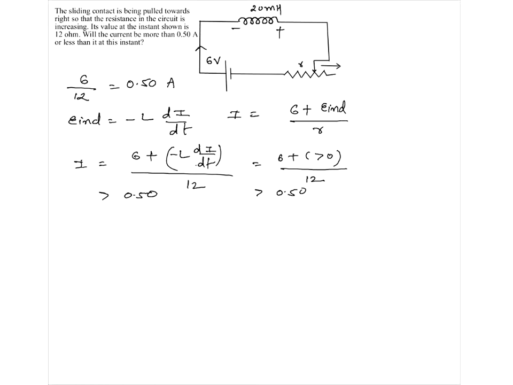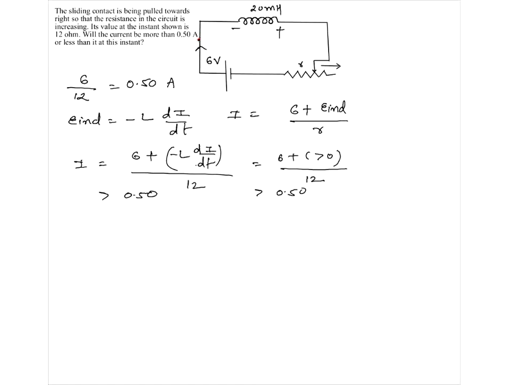Yes, now we can take this. The sliding contact is being pulled towards the right, so that the resistance in the circuit is increasing. Resistance is increasing. Yes, this will go to the right, so resistance will increase. Its value at the instant shown is 12 ohms. Will the current be more than 0.5 amps or less than 0.5 amps at this instant?